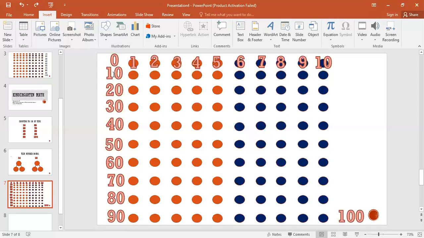Ready? Let's count from 10 to 100 by tens. 10, 20, 30, 40, 50, 60, 70, 80, 90, 100.